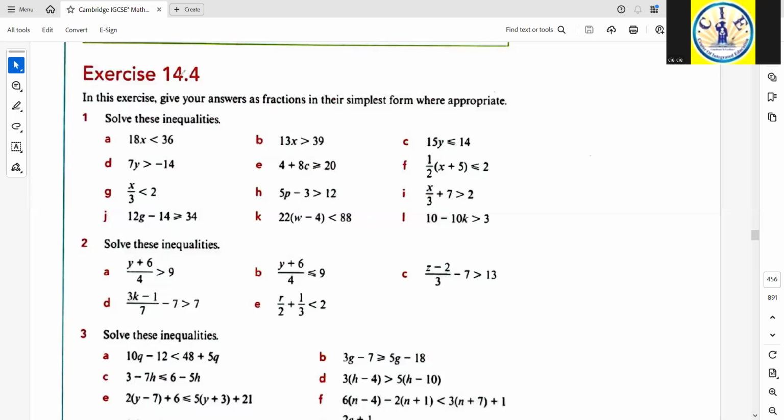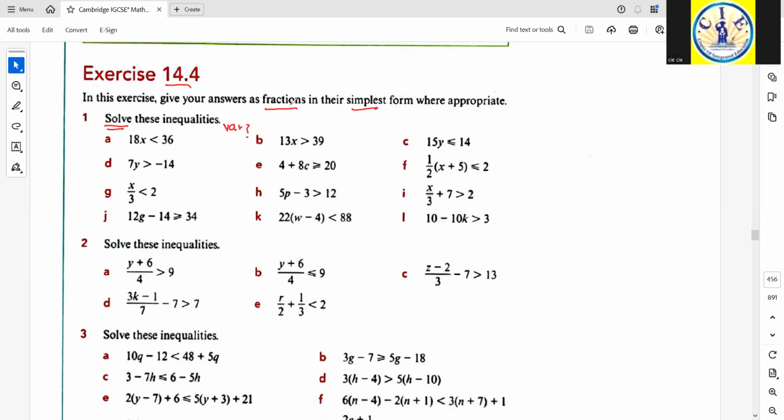This is exercise 14.4. In this exercise, give your answers as fractions in their simplest form where appropriate. Solve these inequalities. When the question says to solve the inequalities, we mean we need to work out the values of the variable. This is what we need to find out.